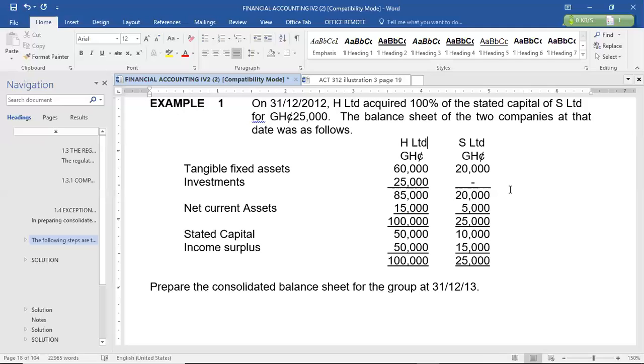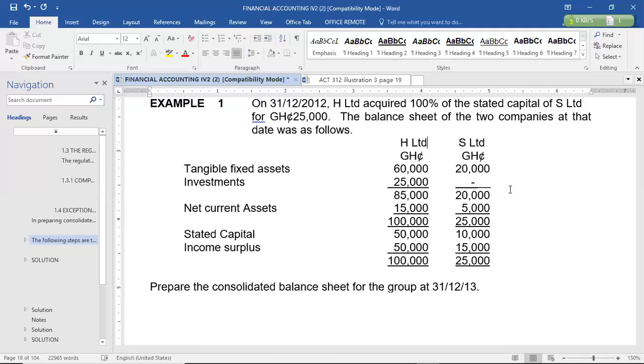How then do we prepare the consolidated balance sheet for the group? The very first thing you must ask yourself is: who is buying whom? In the statement we read, acquisition means you're buying. They said H acquired 100% of the stated capital of S. So it is telling us that S is wholly owned, it's a wholly owned subsidiary.